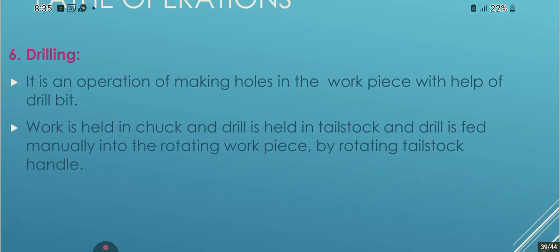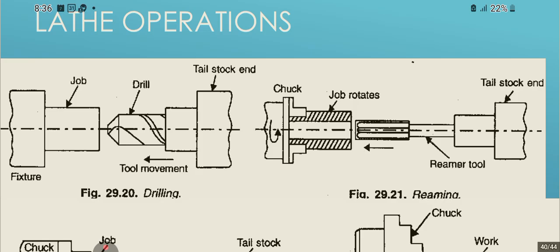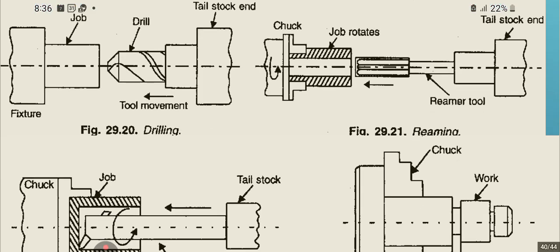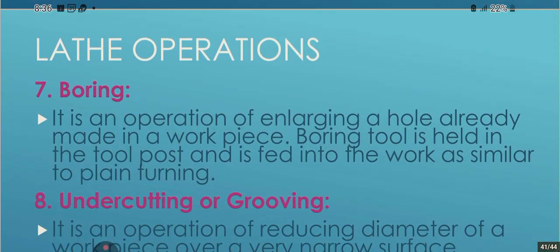Drilling is an operation of making holes in the workpiece with the help of a drill bit. The drill is held in the tailstock and fed manually into the workpiece by rotating the tailstock handle. Boring is an operation of enlarging a hole already made in a workpiece.